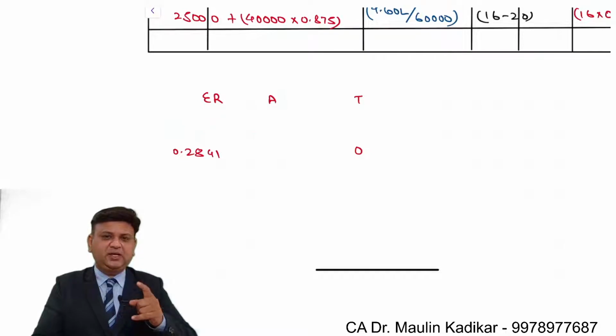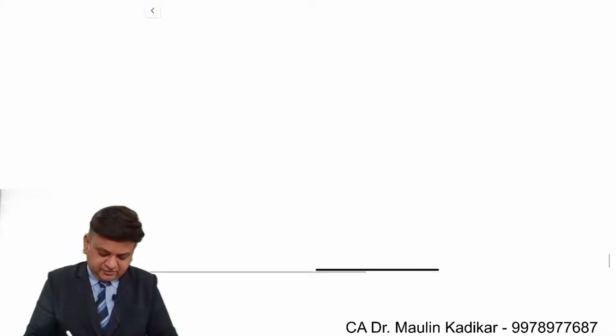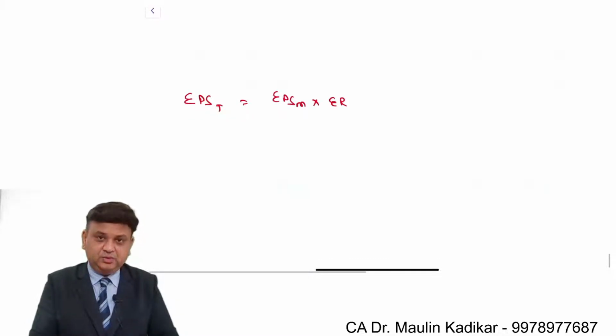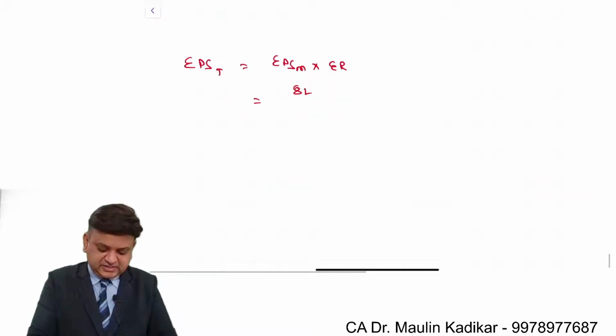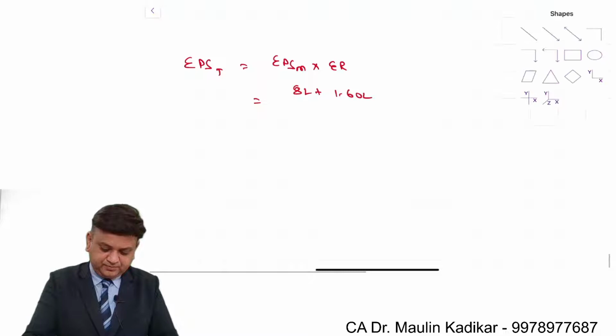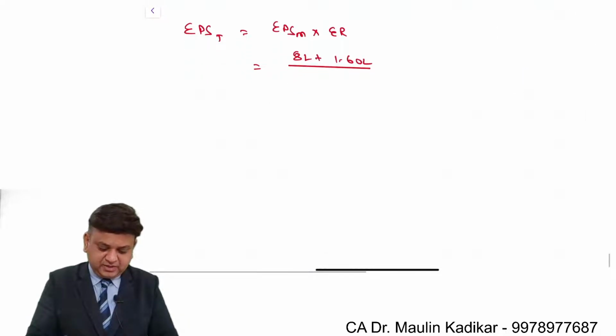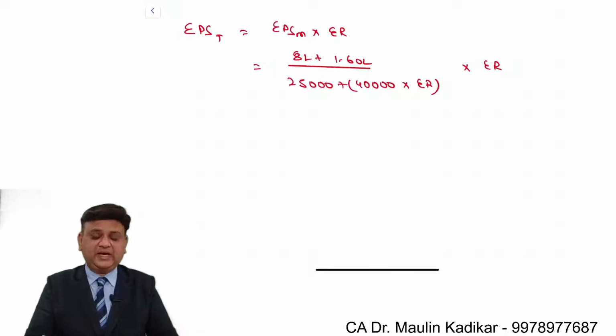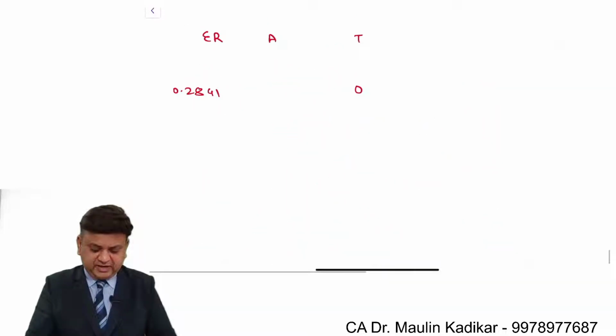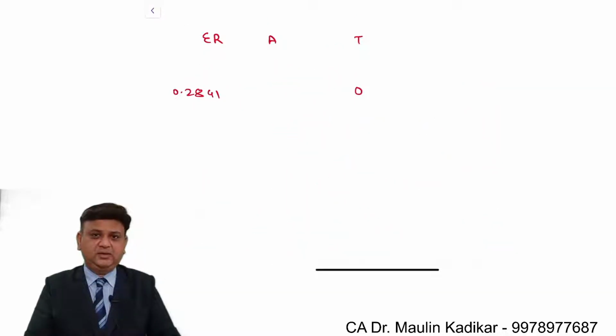We understand that if we do not have this calculation with us, then you are required to apply the formula like this. EPS attributable to T is EPS of the merged firm into exchange ratio. EPS of the merged firm is 8 lakhs plus 1,60,000 divided by number of shares of A Limited 25,000 plus number of shares of T 40,000 into exchange ratio, whole into exchange ratio. This is the way you are supposed to make the calculation. But since we already have it, we are not doing all this working.